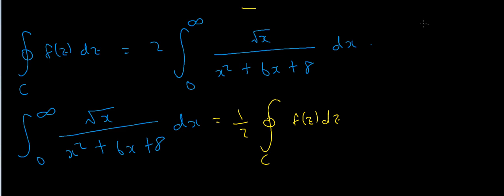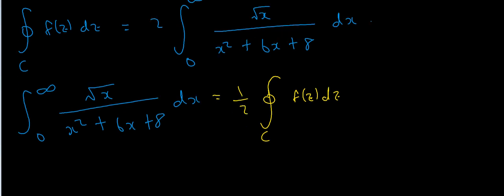Well, if you remember, I could factorize the denominator as x plus 2 times x plus 4. So there are simple poles of order 1 at z equals minus 2 and z equals minus 4. So now I just need to calculate the residues at each of these poles. Then I'm going to add them together and multiply them by 2 pi i. So let's do that.